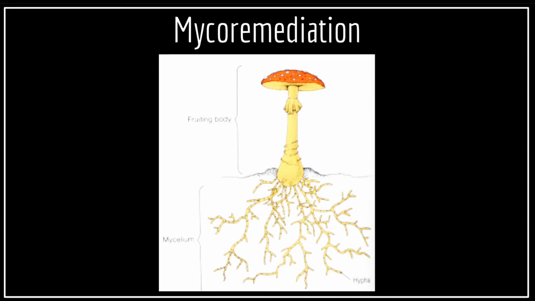Mycoremediation is another bioremediation practice that uses fungi to remediate a contaminated soil. It is a similar process to phytoremediation, and fungi are applied at the site to transform the contaminant of concern in the soil to a less toxic form, or to a state that makes it more available for extraction.